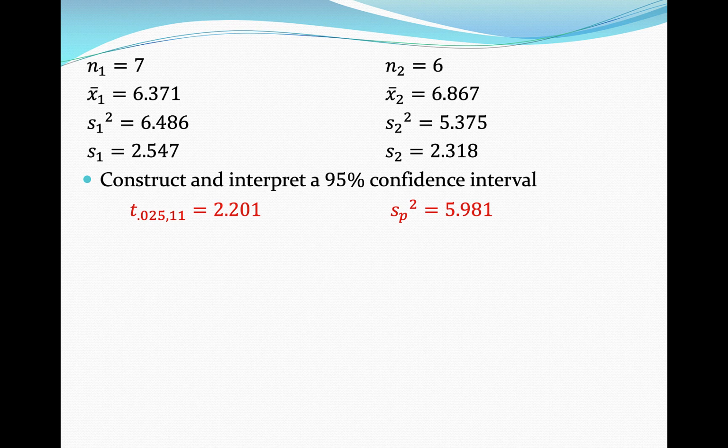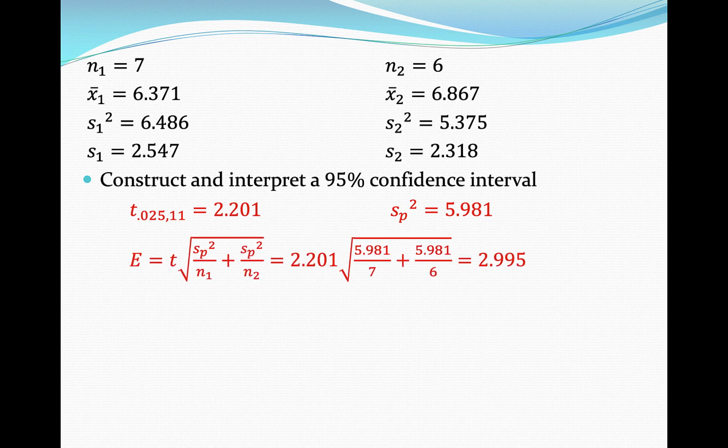So now, we already have our statistics because we have x bar 1 and x bar 2, so we can calculate our error tolerance. Our error tolerance is just t times the standard error, so we really just plug in. For t, we plug in that 2.201. We plug in our pooled variance of 5.981, and our sample sizes of 7 and 6. That will give us an error tolerance of 2.995.